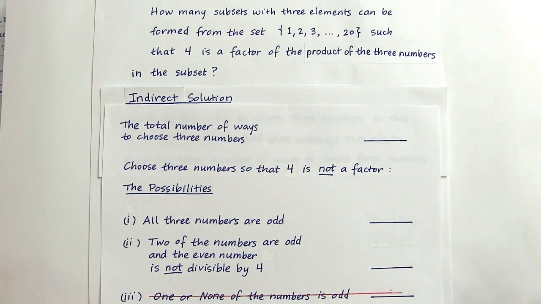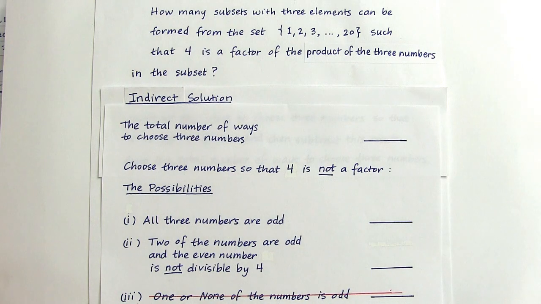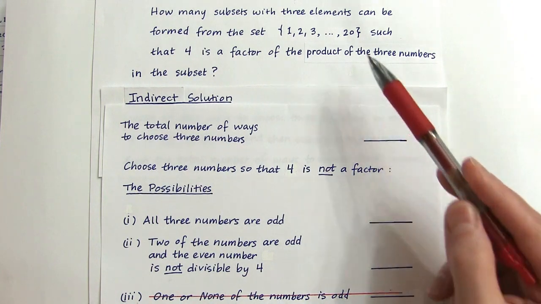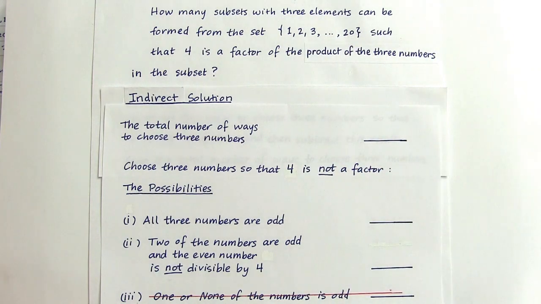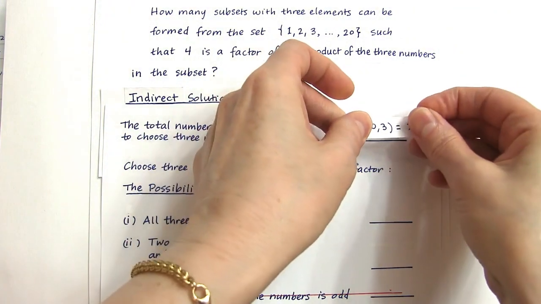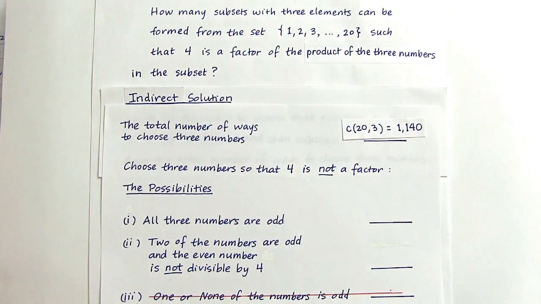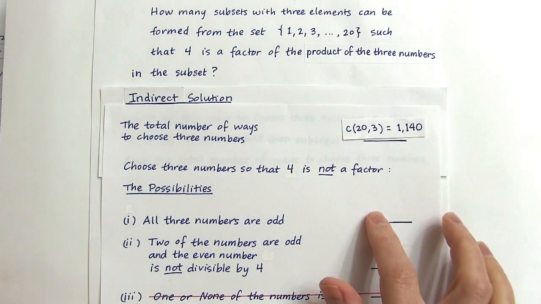And so just like with the direct solution, we only have three numbers that we have to compute. The total number of ways to choose three numbers from this set of 20 is 20 choose 3, and we solved for that number in example 3. 20 choose 3 is 1,140. Next, how do we choose all three numbers are odd?